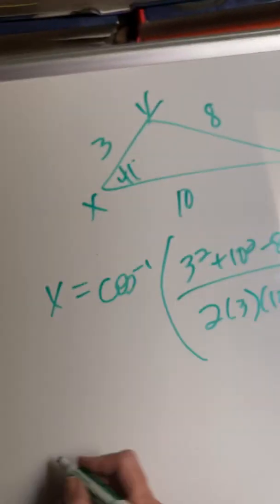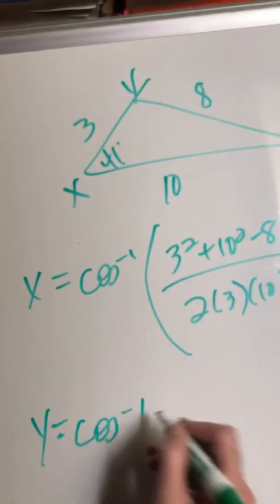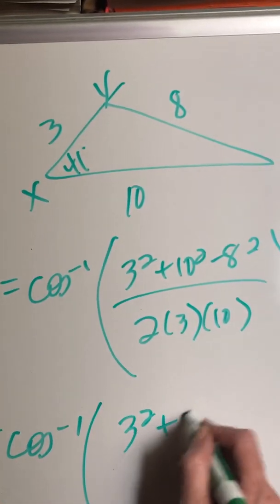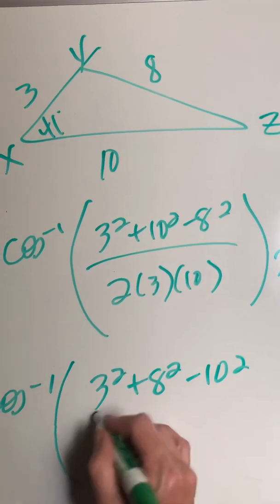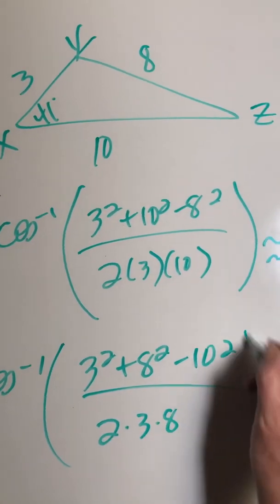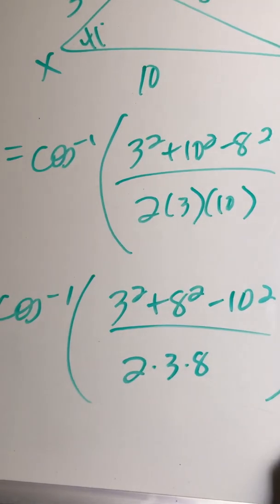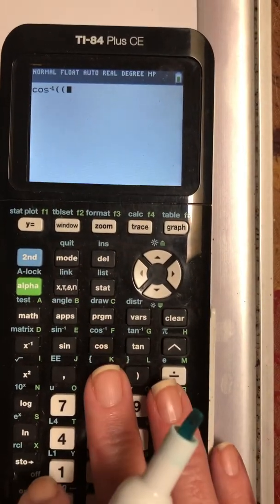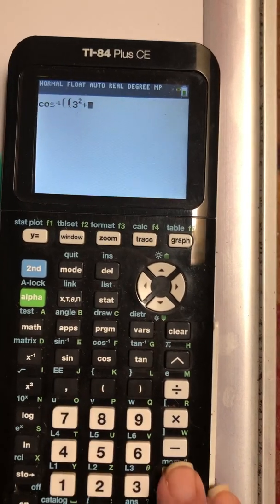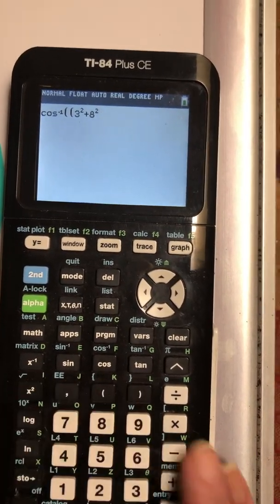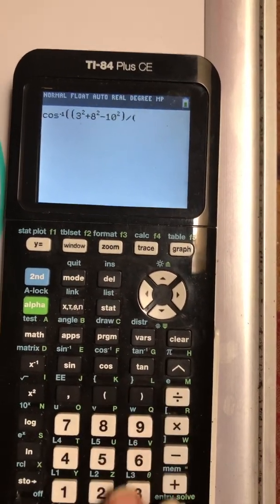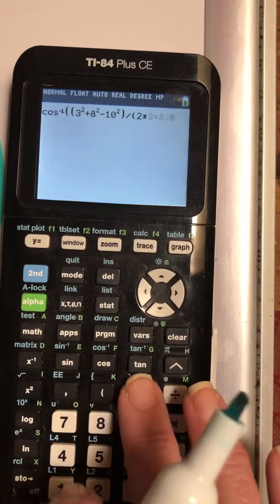Now let's find y up at the top. So it's inverse cosine. This is y. 10 is across from it, so I use the 2 around it. So 3 squared plus 8 squared minus 10 squared over 2 times 3 times 8, close parentheses. So then we do second cosine, parentheses, 3 squared plus 8 squared minus 10 squared, close parentheses divided by open parentheses, 2 times 3 times 8, close parentheses twice, so 124.